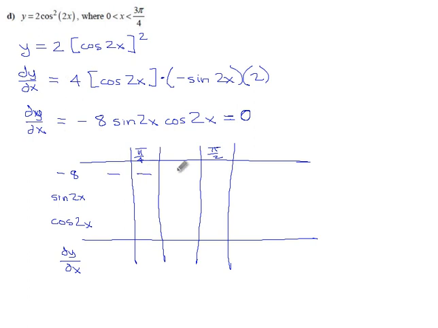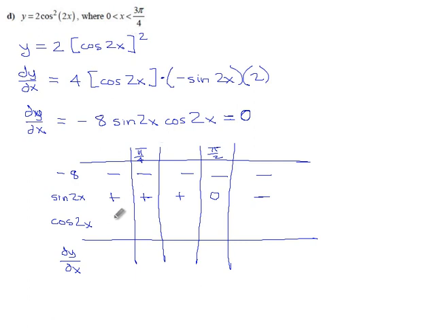Okay, negative 8's easy. It's negative everywhere. Sine 2x, if we have a small angle here, then let's say it's 20 degrees or something. Double that, you get 40 degrees. Sine 40 is positive. Pi by 4 is 45 degrees. Double that, you get 90. Sine 90 is positive. If you're between pi by 4 and pi by 2, you're at something like 60 degrees. Double that, you get 120 degrees. Sine of that is positive. Pi by 2 is 90 degrees. Double that, you get 180. The sine of 180 is 0. And if you go any higher than that, you get angles past 180 and the sine goes negative.